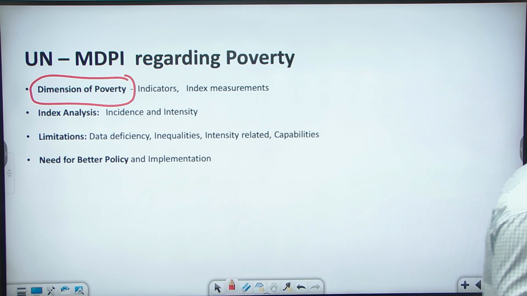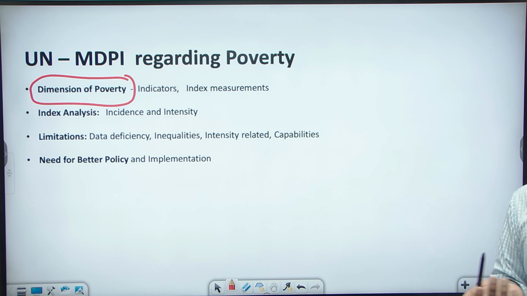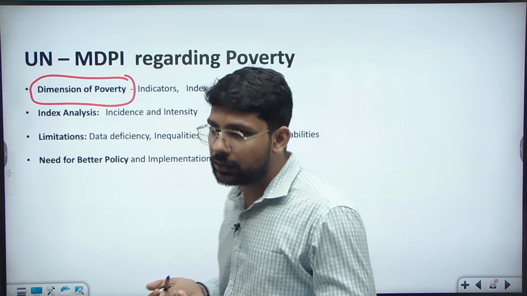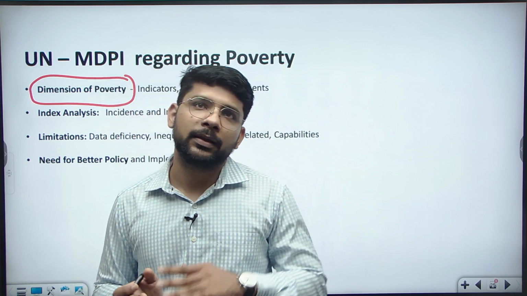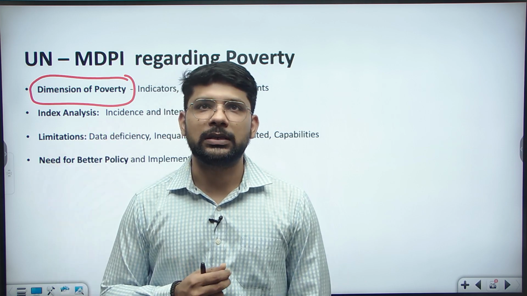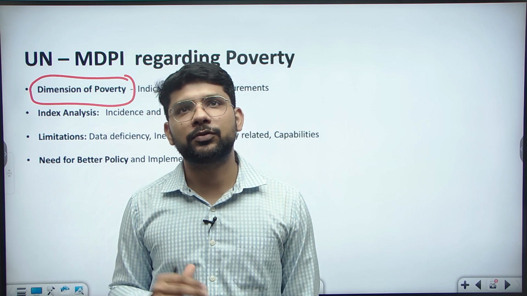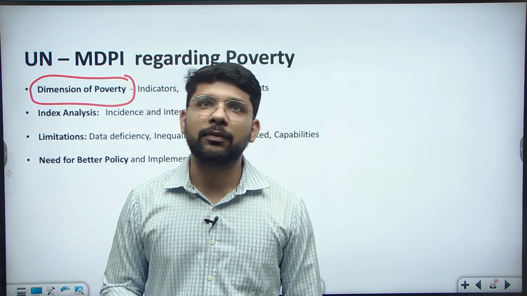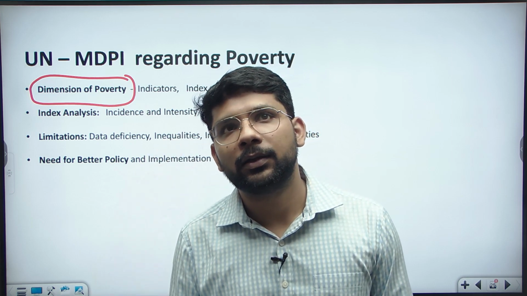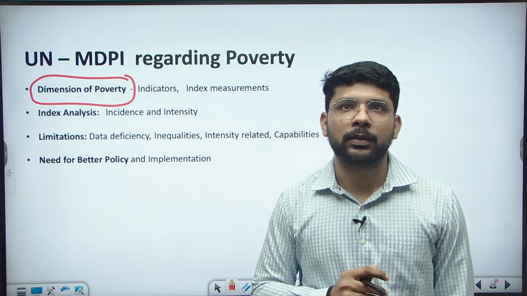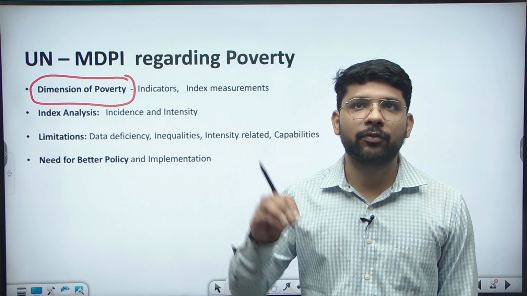They have 10 indicator parameters. One is related to health, where they focus on nutrition and child mortality. In education, they focus on years of schooling, minimum years and minimum age of schooling. On standard of living, how you live and what type of living, they focus on cooking fuel and sanitation. They are focusing on health, mortality rates, and nutrition.